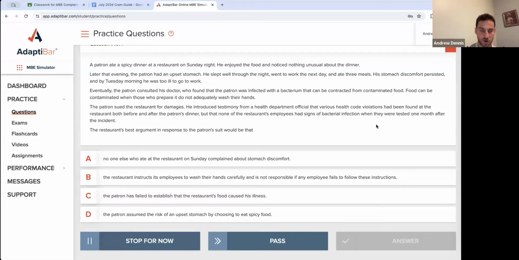The restaurant's best argument in response to the patron's suit would be: A, that no one else who ate at the restaurant on Sunday complained about stomach discomfort. B, the restaurant instructs its employees to wash their hands carefully and is not responsible if any employee fails to follow these instructions. C, the patron has failed to establish that the restaurant's food causes illness. D, the patron assumed the risk of an upset stomach by choosing to eat spicy food. Take your time with this one.